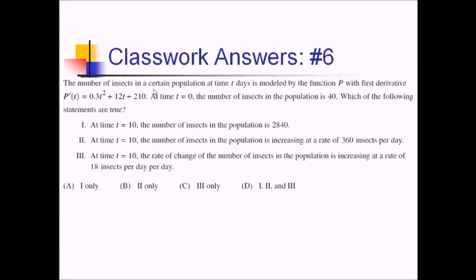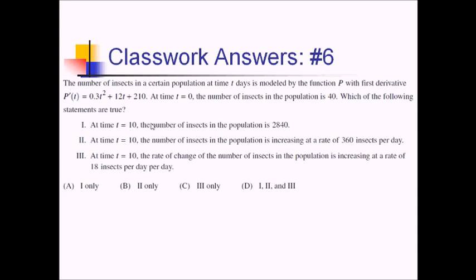On this problem, the number of insects in a population is modeled with a function whose first derivative is given by this p prime function here. And at time 0, we're told the number of insects is 40. So we want to know which of these statements is true. At time 10, number of insects is 2840. At time 10, number of insects is increasing at a rate of 360. At time 10, the rate of change is increasing at a rate of 18 insects per day. So this is talking about values of p of 10, p prime of 10, and p double prime of 10.